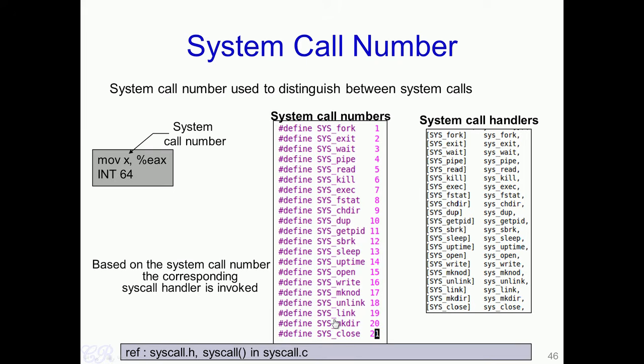Now, when the OS gets triggered due to the INT 64 instruction getting executed, the OS will determine the system call using these system call numbers and then invoke the corresponding system call handler. So, each of these system calls also has a corresponding system call handler. This is shown over here, corresponding to each of the system call numbers: sys_fork, that is 1, sys_exit, it is 2, and so on.